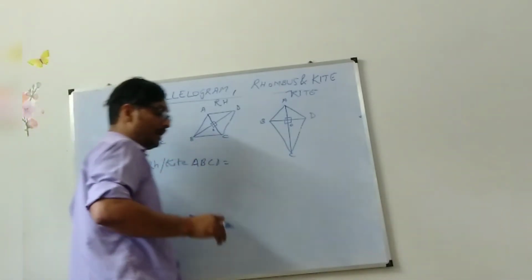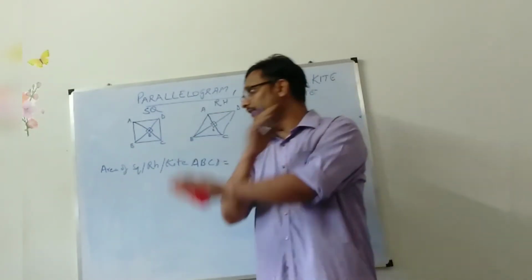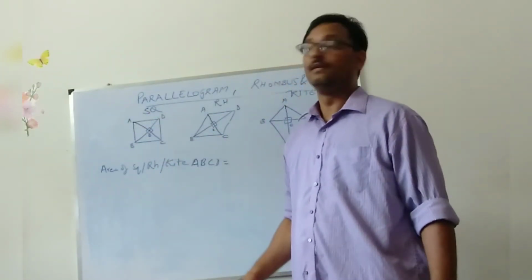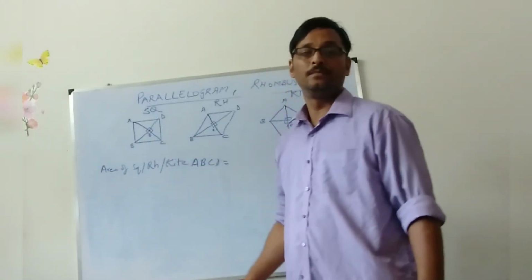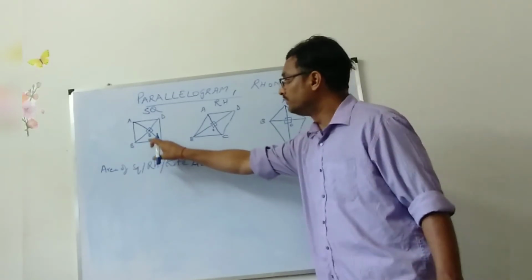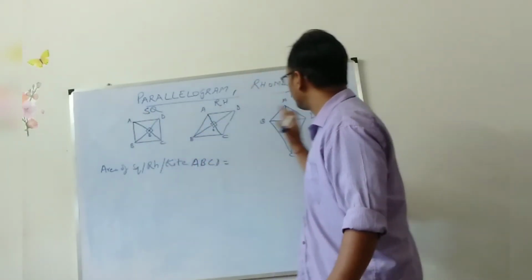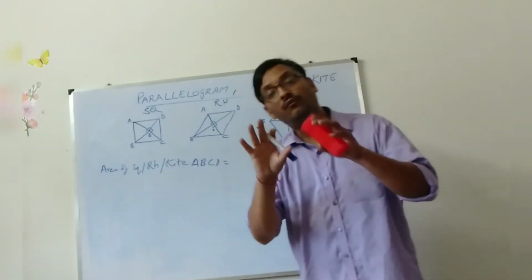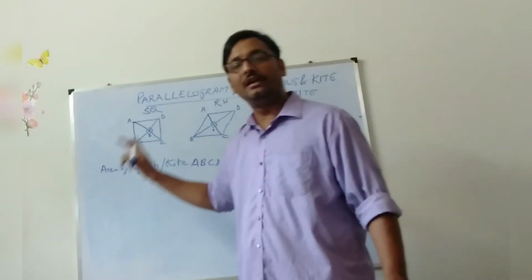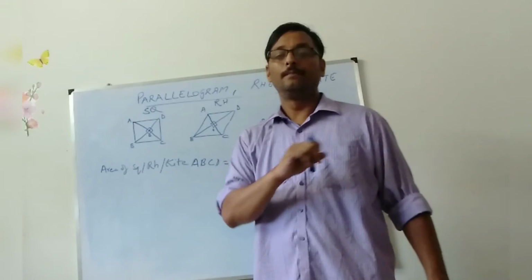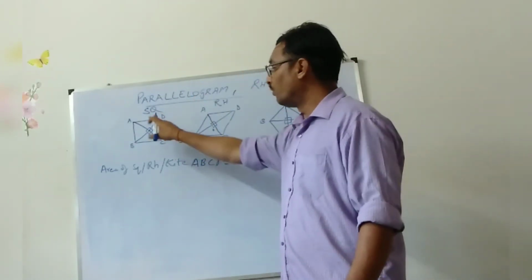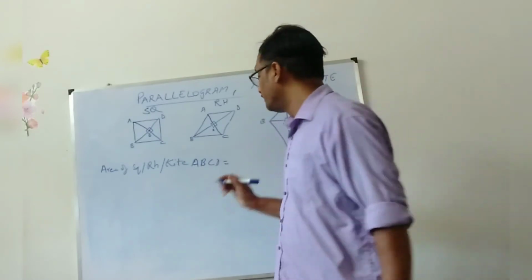Now the moment you found out that these diagonals bisect each other at 90 degrees, how many triangles have they formed? They have formed 4 triangles. So this whole square, rhombus or kite is divided into 4 triangles. If I find out the area of these 4 triangles, then I can find out the area of this square, rhombus and kite. So what are the 4 triangles you have?